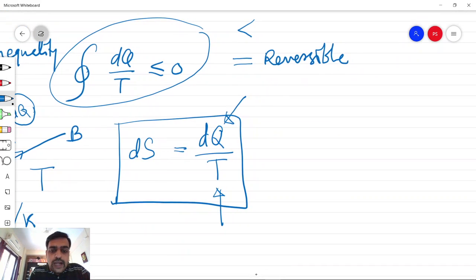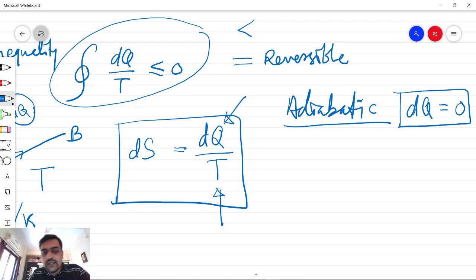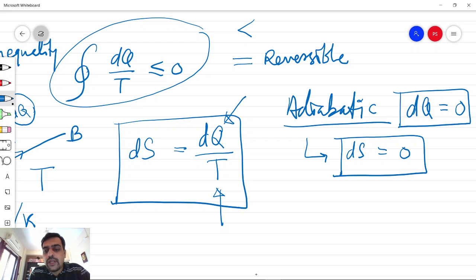Another thing to note is that if a process is adiabatic in nature, no heat is allowed to enter or leave the system. So for an adiabatic process, the change in heat is always 0. Accordingly, the change in entropy is also going to be 0 for an adiabatic process. This we have to remember.